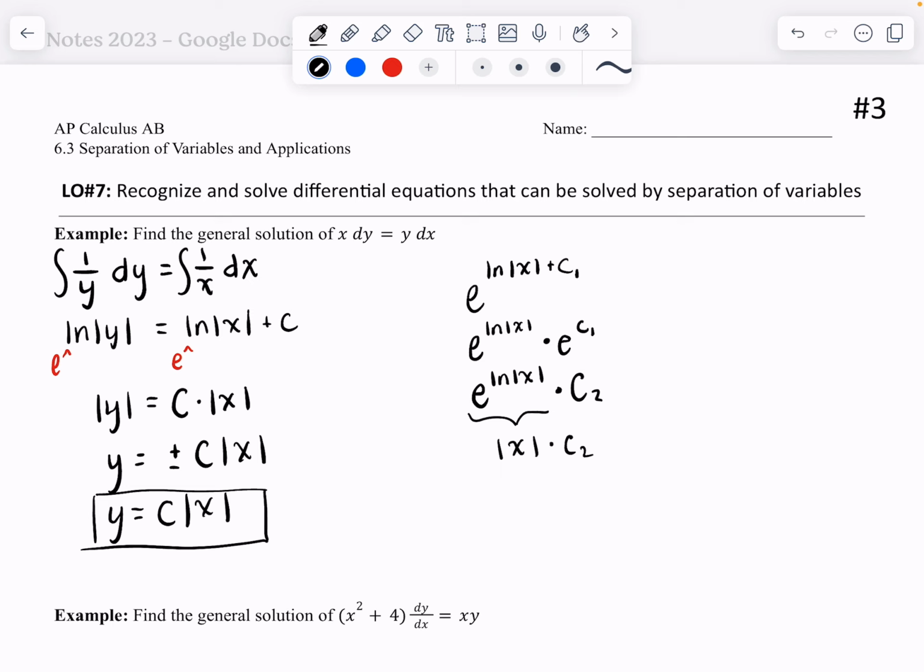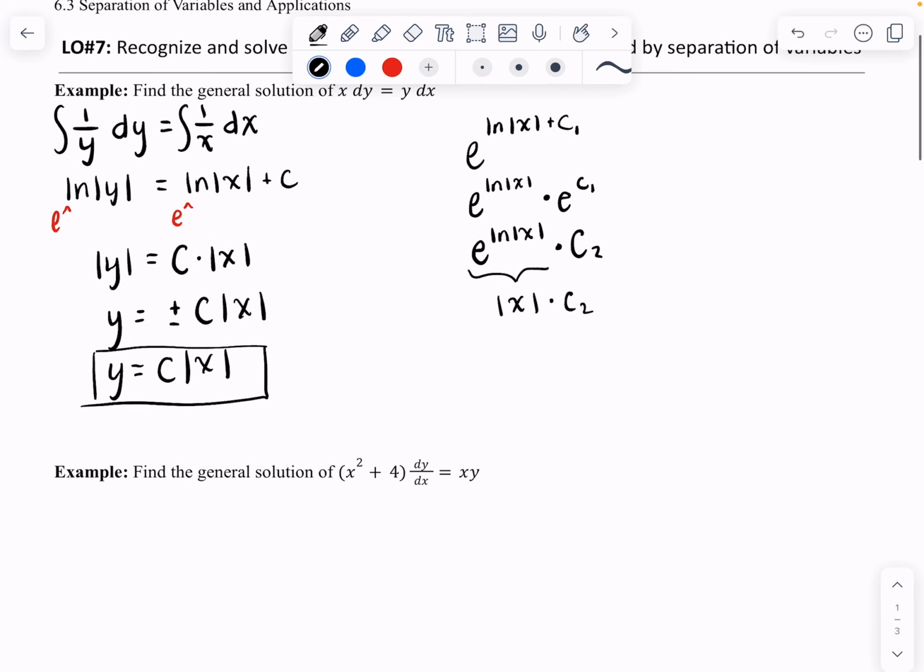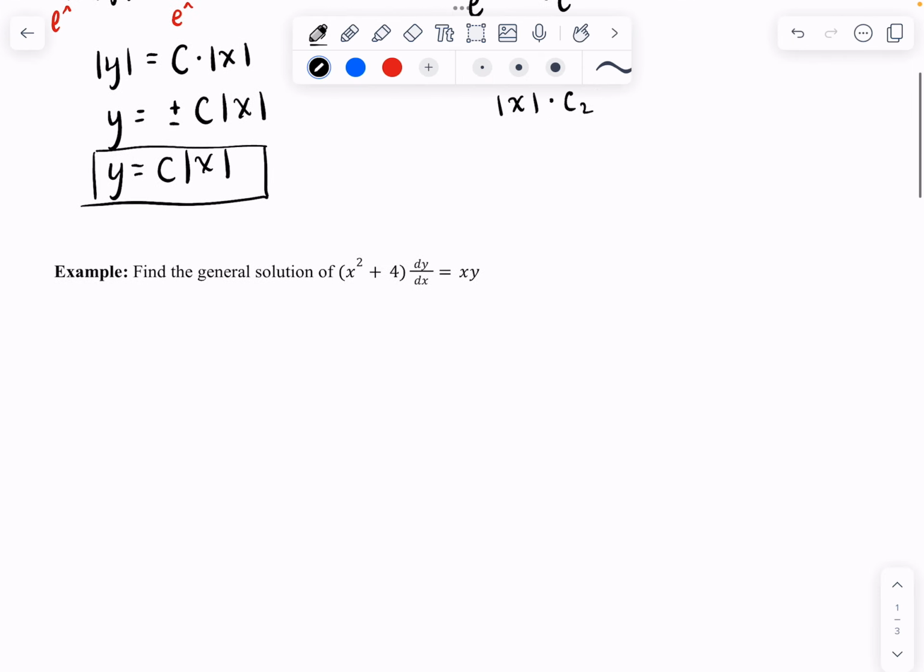Okay, so that's one problem. Let's try another one. Here, again, we have a differential equation that has both an x and a y in it, and so we are going to first separate our variables. So I'm going to get my dy on one side, my dx on my other side.